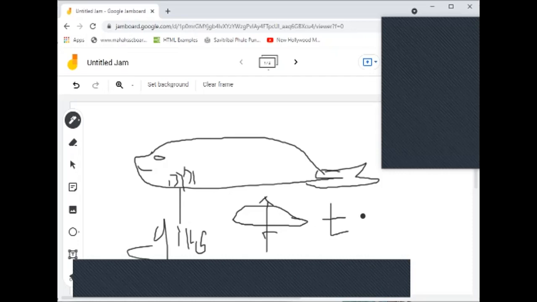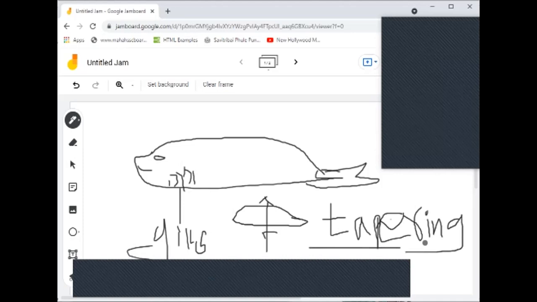Give scientific reason for 2 marks. Tapering. So the body of this animal is tapering towards both ends. That is called spindle shape.